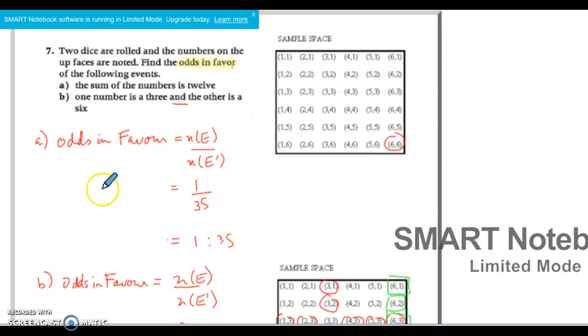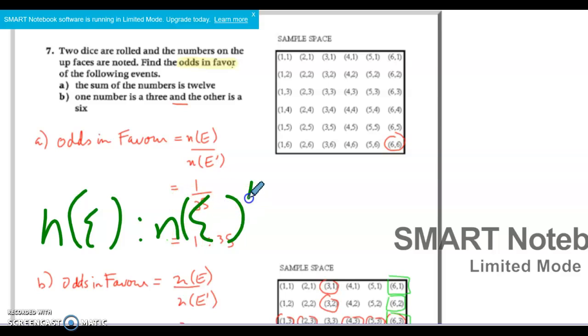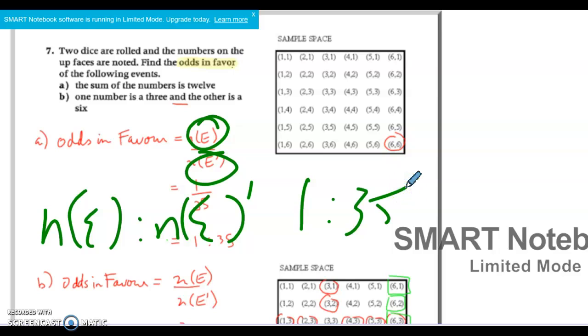So remember, for odds, what you're going to have at the end is E and E not happening, or E prime. So how many times does this happen? How many times does that happen? And it happens 1 time, and there are 35 not of those. So that's that. Now we did them as fractions just to reduce. So these are how you do those.